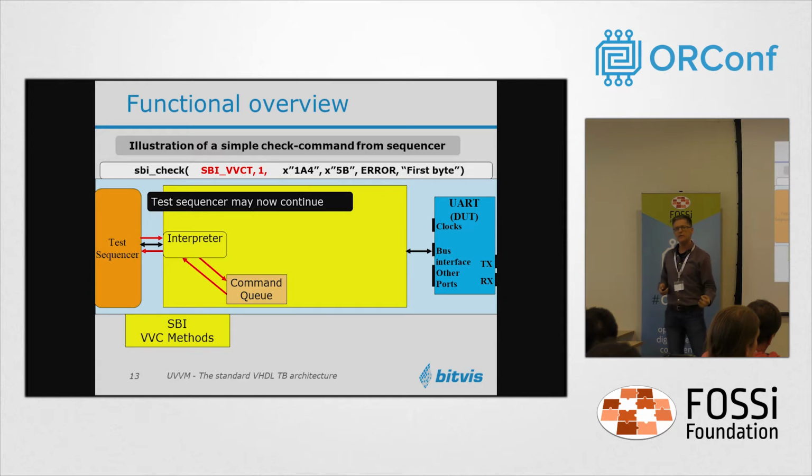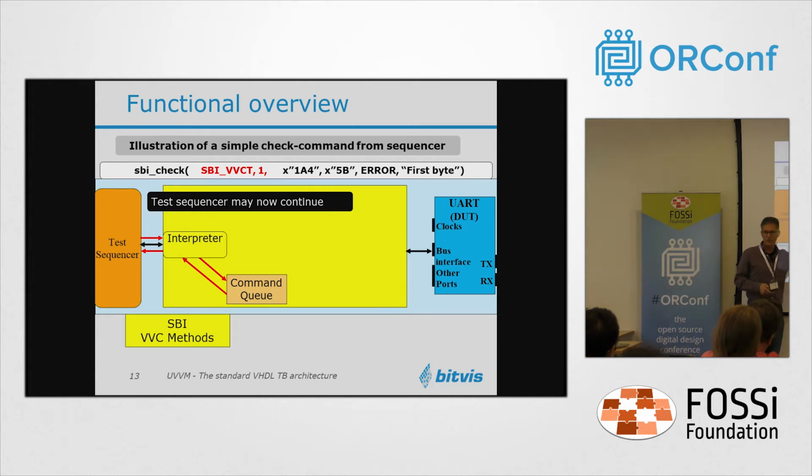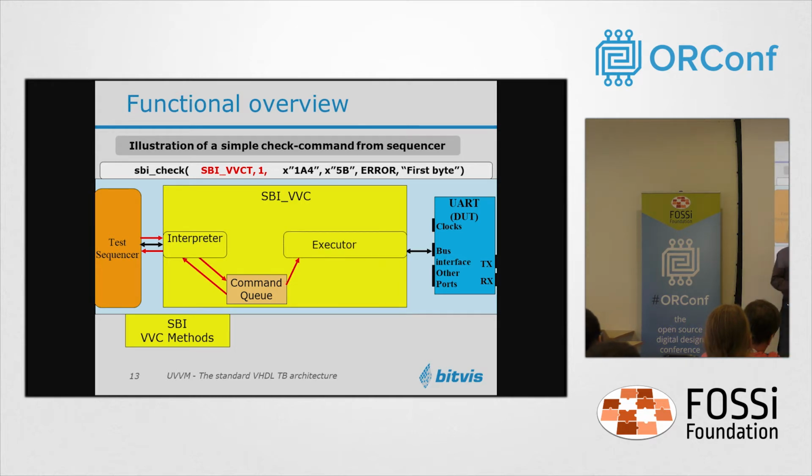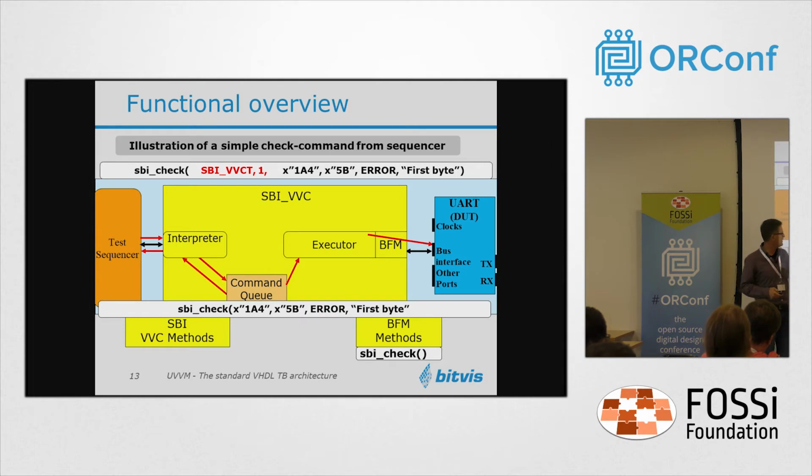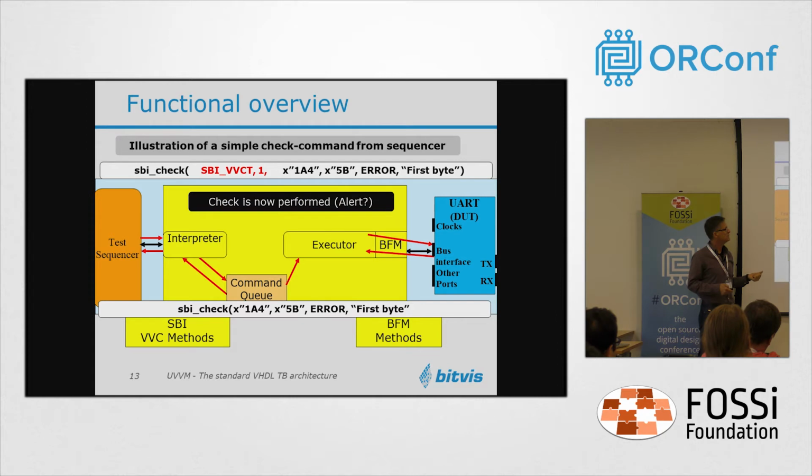Basically exactly the same way as I do for software, where the software just writes a command to a peripheral and forgets about it, and continues. But of course, the peripheral in the hardware will continue to do something after it has been given a command. And the same thing happens here: an executor will then fetch the command from the command queue and execute that command, a BFM, bus functional model, towards the bus interface over here with that protocol. It will receive the answer, and the check is performed.